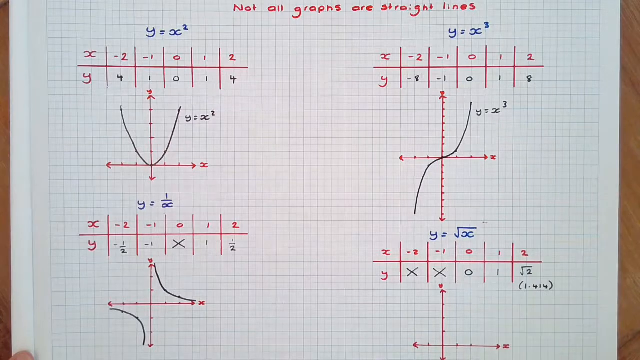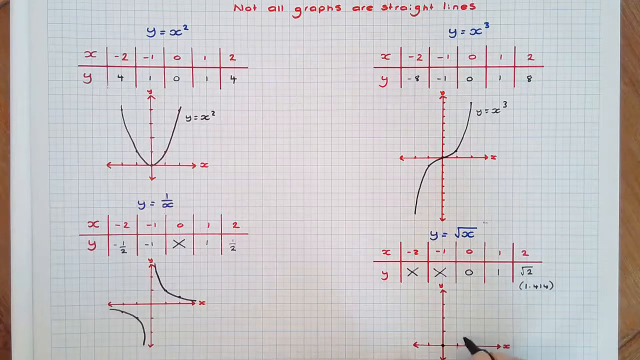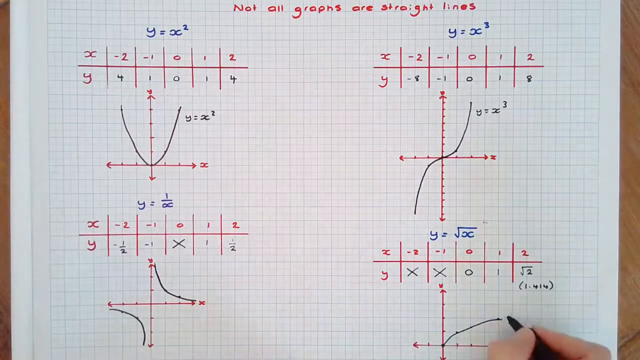1.414 rounded. So when we graph this, we have 0, 0, 1, 1, 2 comes up to 1.4. In fact, it wouldn't be until we got to 4 that we'd get the square root of 4 is 2, and we get a shape of graph like this.